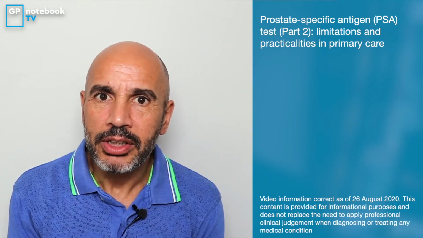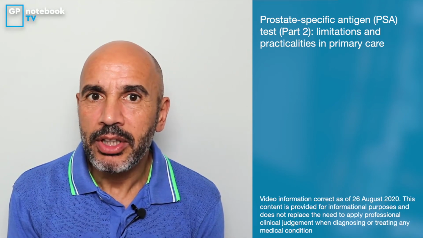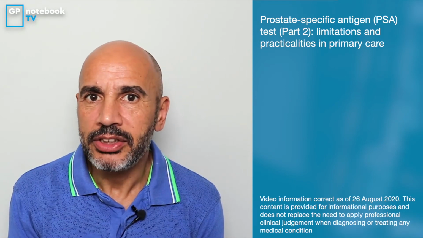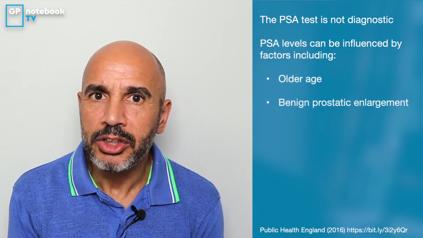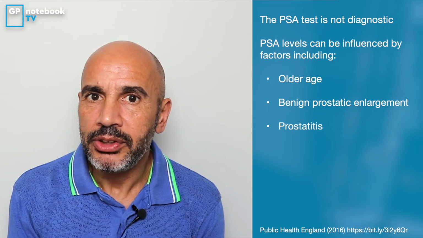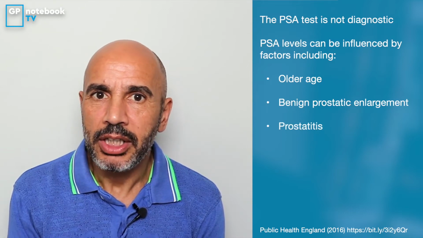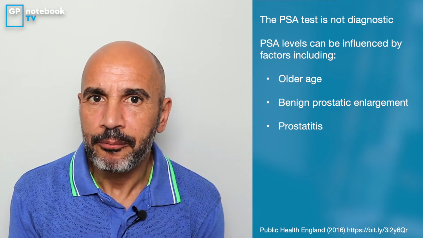Today I'm doing the second part of my videos regarding PSA and prostate cancer, and we're looking at the limitations and practicalities of using PSA in primary care. So PSA is used in the diagnosis of possible prostate cancer, but further investigations are required in order to confirm that diagnosis. However, PSA can be increased for various reasons. Getting older, benign prostatic enlargement, prostatitis or a urinary tract infection can all lead to increased levels of PSA.